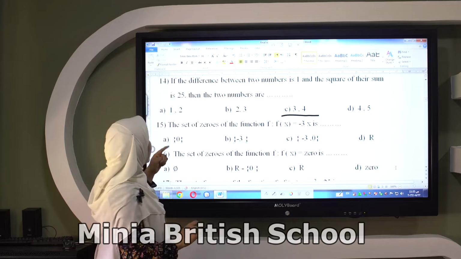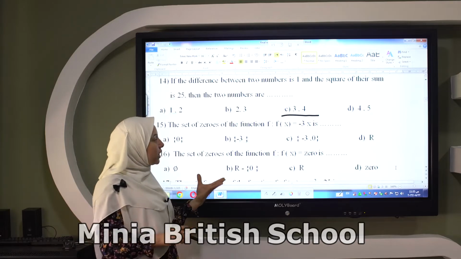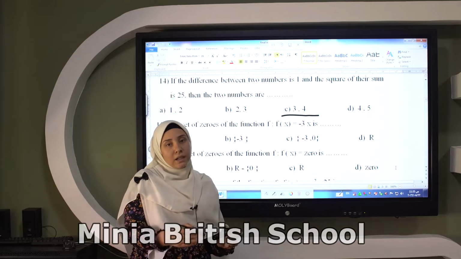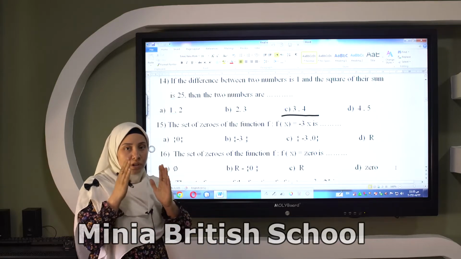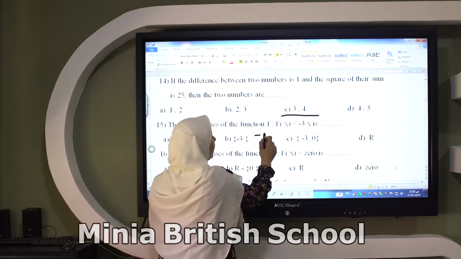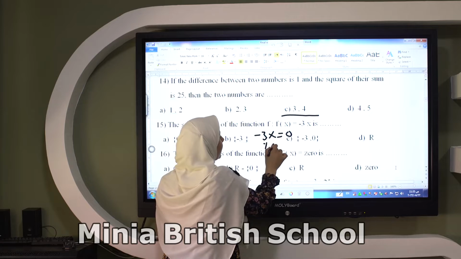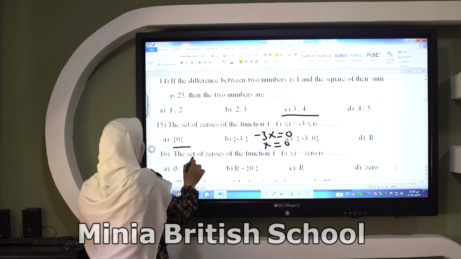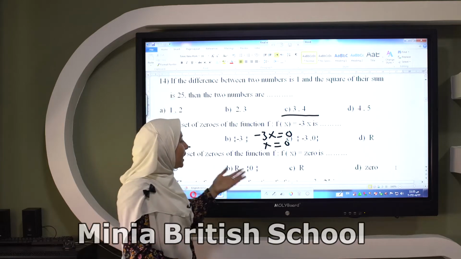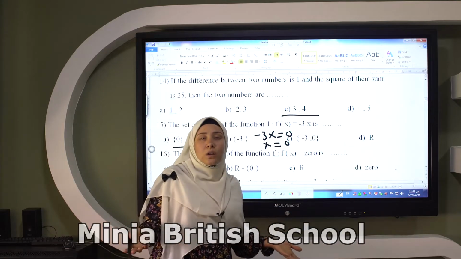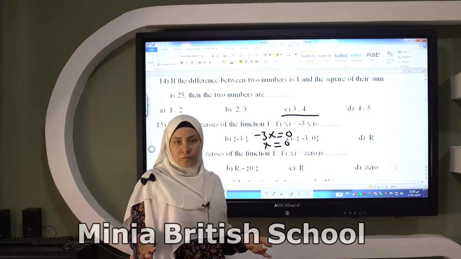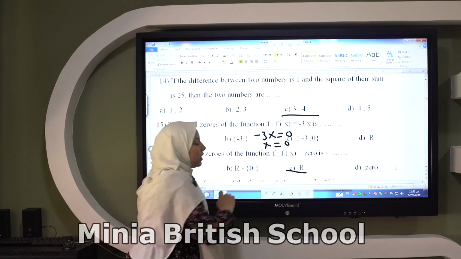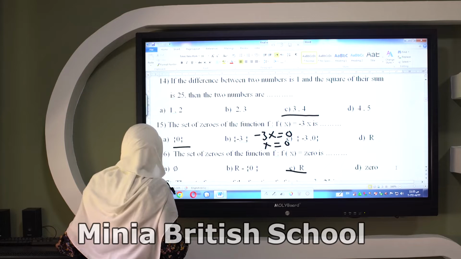Next one, number 15, the set of zeros of the function f, where f of x equals negative 3x, is what? Put negative 3x equal to 0, then x equals 0. So the set of zeros here equals {0}. Then, the set of zeros of the function f, where f of x equals 0, is what? Any real number makes this function equal 0. So the solution here is the real numbers.